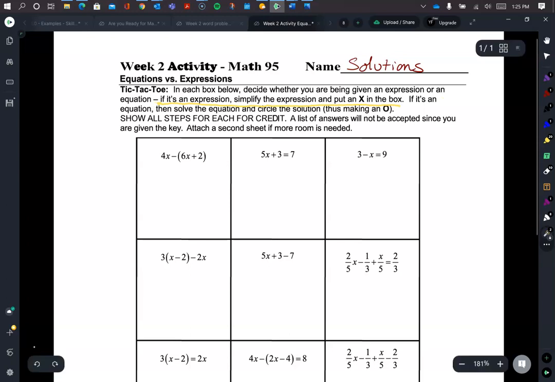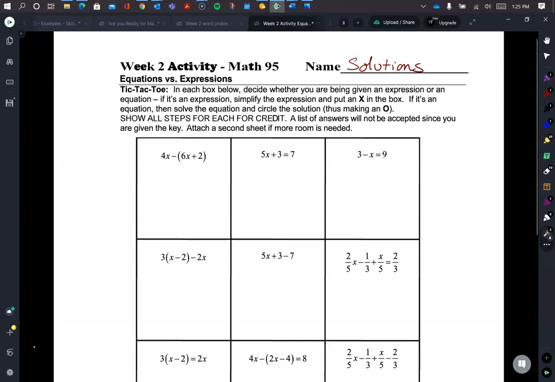If it's an equation, then solve the equation and circle the solution, thus making an O, just like tic-tac-toe. So you do need to show all your steps for either simplifying or solving for credit. A list of answers will not be accepted when you submit, because I do give you the key, which is just the answer and the actual X or O. Okay, so I want to see your work done out.